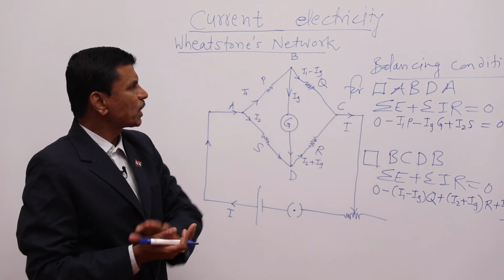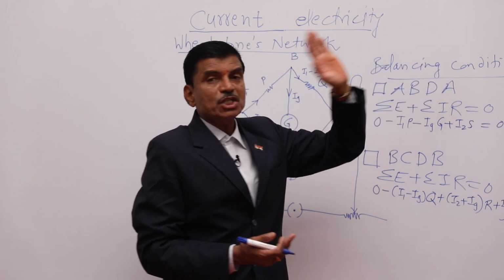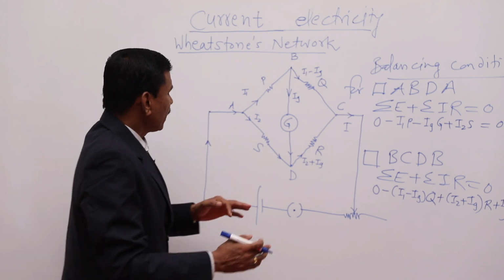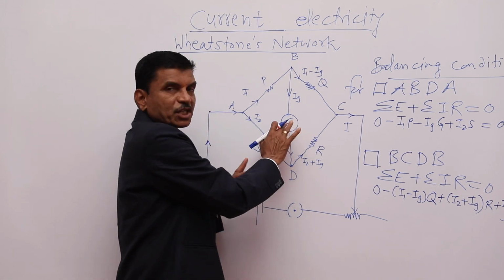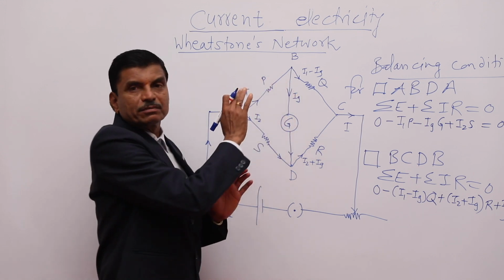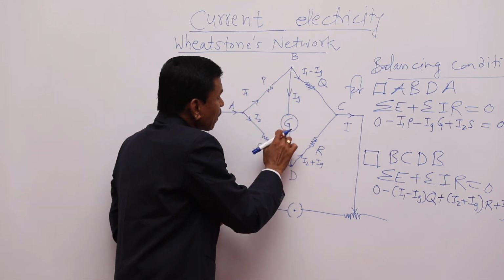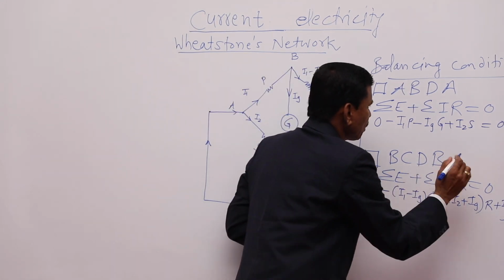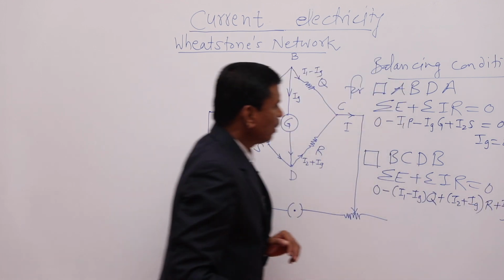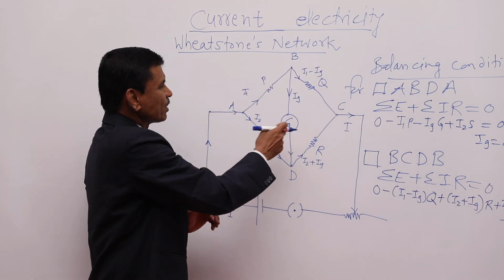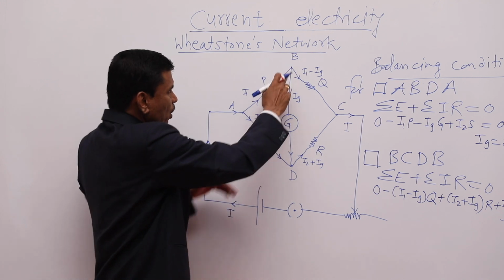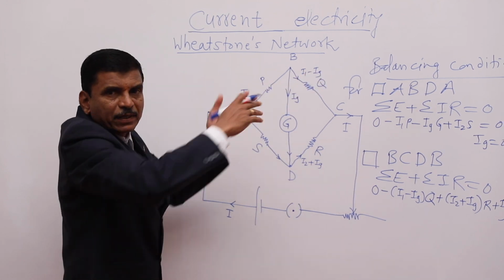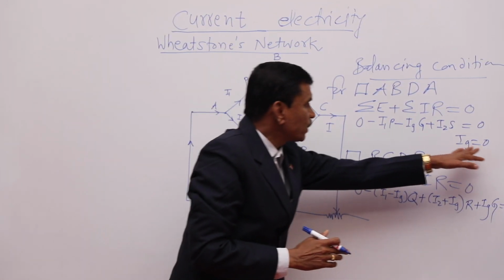Now we want to solve these two equations. But what is the balancing condition for a Wheatstone network? When is the network said to be balanced? See here, when the galvanometer is showing 0 deflection, it is said to be balanced. That means there is no current in the galvanometer from B to D or from D to B. What is the meaning? Ig is equal to 0. So when Ig equals 0, there is no current in the galvanometer, so the potential of terminal B and the potential of terminal D are equal. That's why there will be no current. That means Ig equals 0.